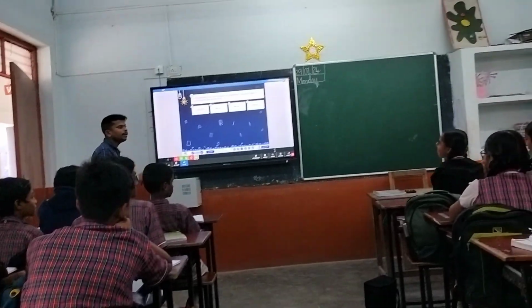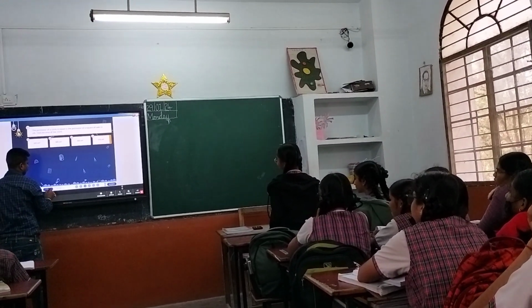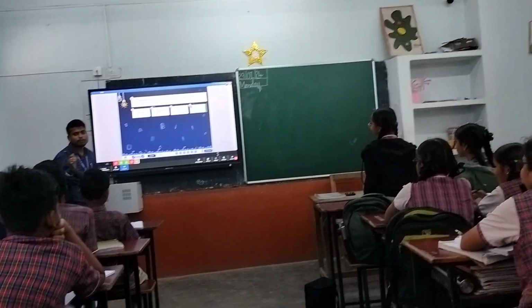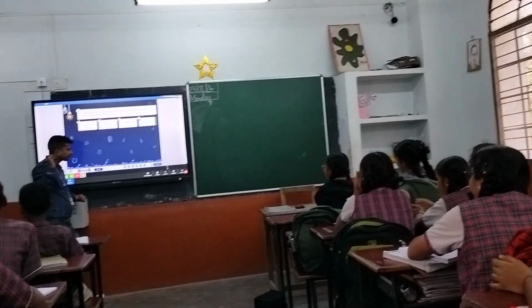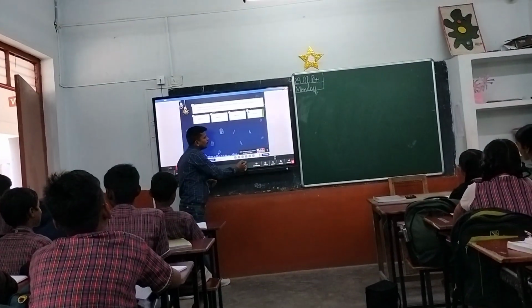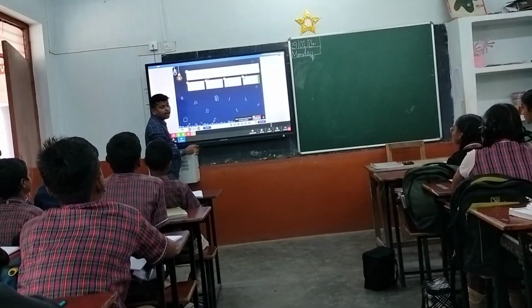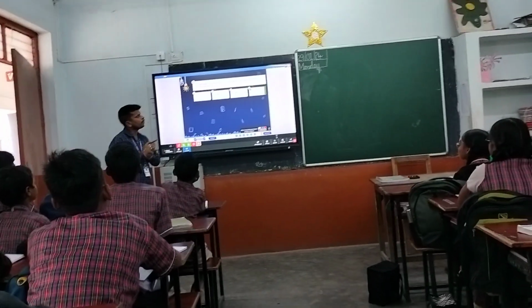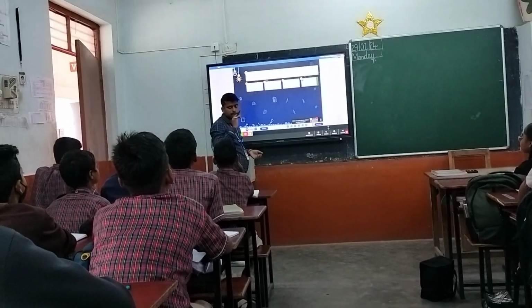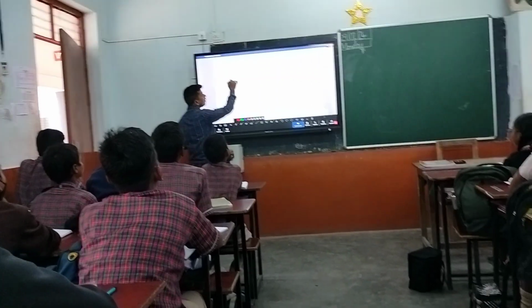Option D, 616 centimeters square. Very good. Clap for Vishnu. Now if you see here, the perimeter of the circle is equal to the perimeter of a square of side 22 centimeter. We will move to the whiteboard first. Perimeter of circle.